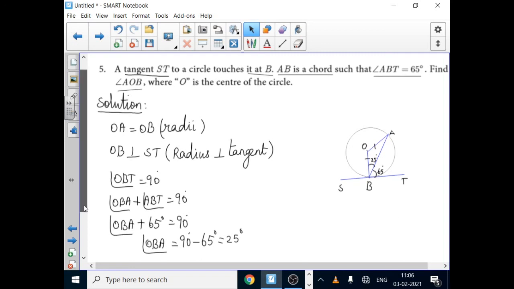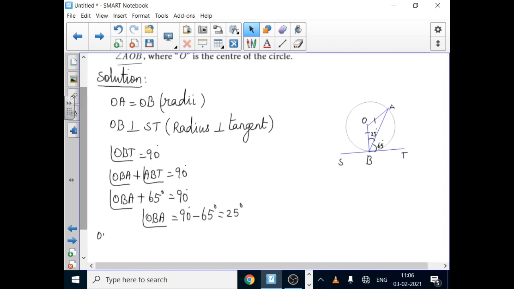We are getting OA equal to OB. The angle opposite to the equal sides are equal. So we can take it as angle OAB is also 25 degree. The opposite angles of equal sides are equal. This reason we are giving OA equal to OB. So angle OAB equal to 25 degree.